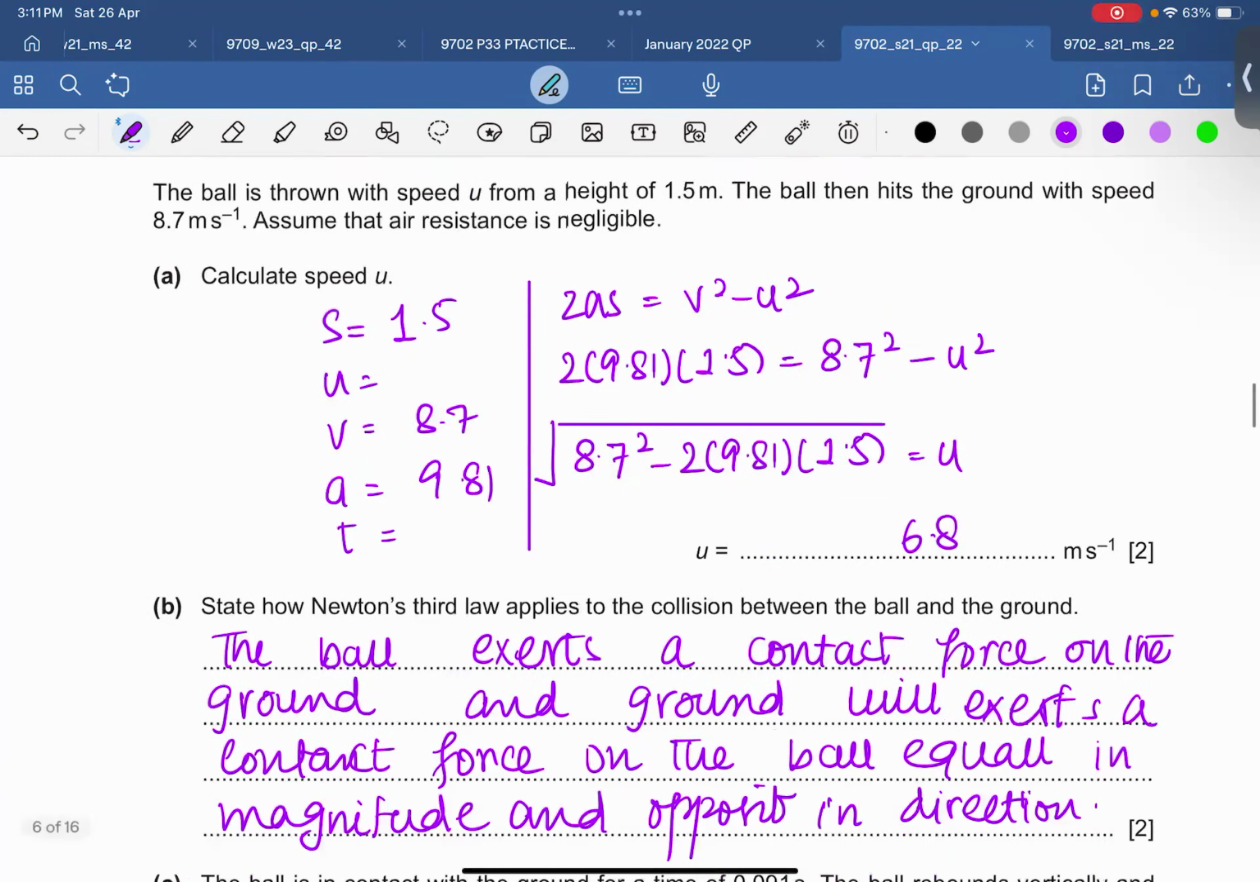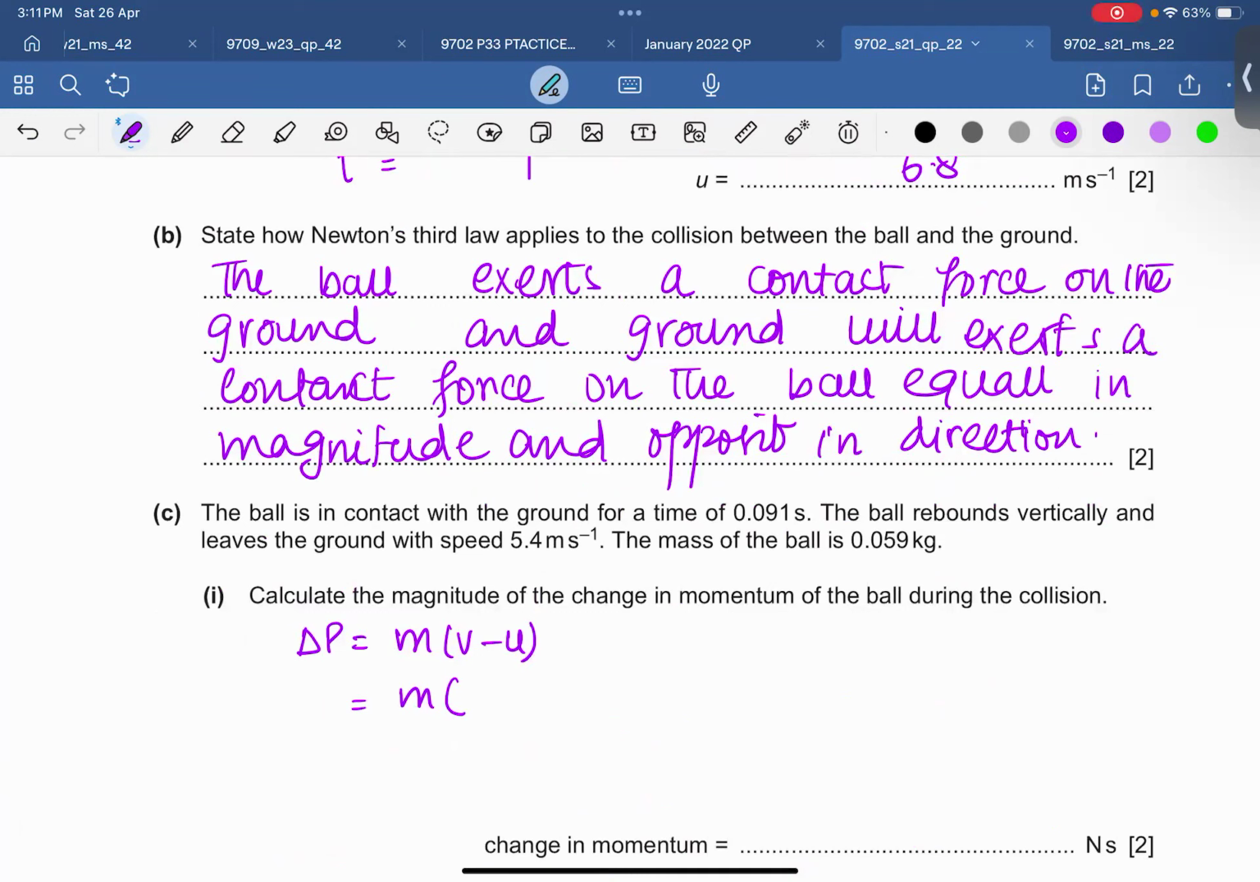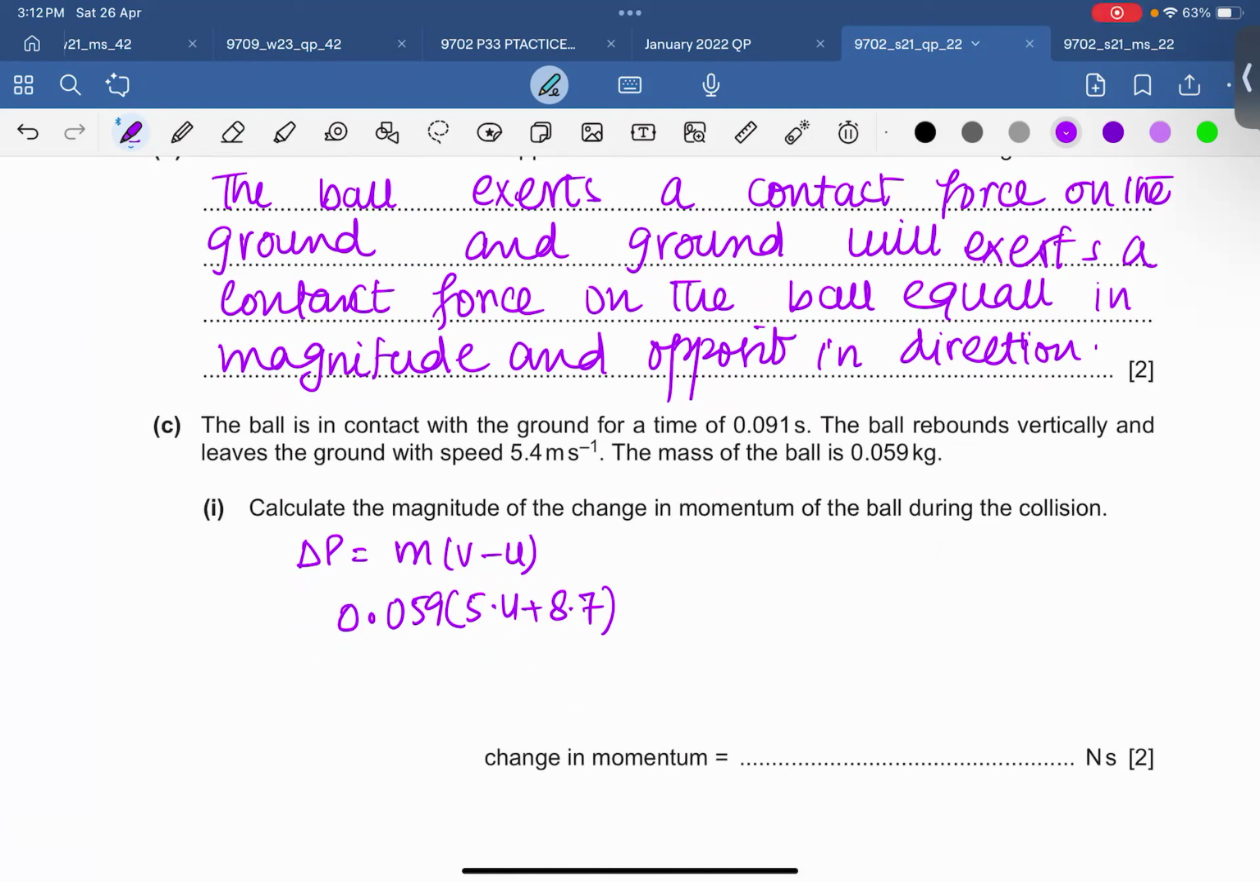So 5.4 plus 8.7. Okay, 8.7 is the velocity before the collision and 5.4 after the collision. The mass is given as 0.059 kg. Okay, how much? You get 0.83.